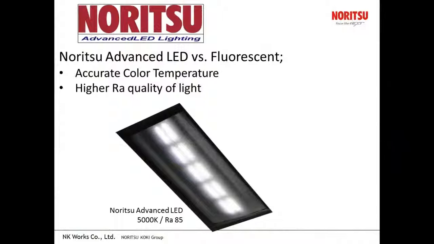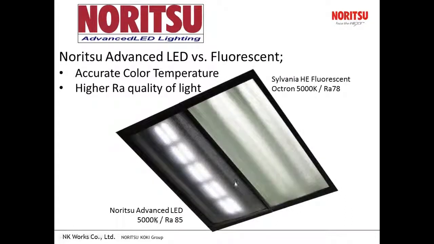Just to bring it home and close off this session, I just want to talk a little bit more about the LED lighting. Here's an LED light fixture manufactured by Noritsu. This particular fixture is 5,000 degrees Kelvin, and its CRI value is 85. So it's pretty good, but not really good at achieving 5,000 degrees Kelvin.